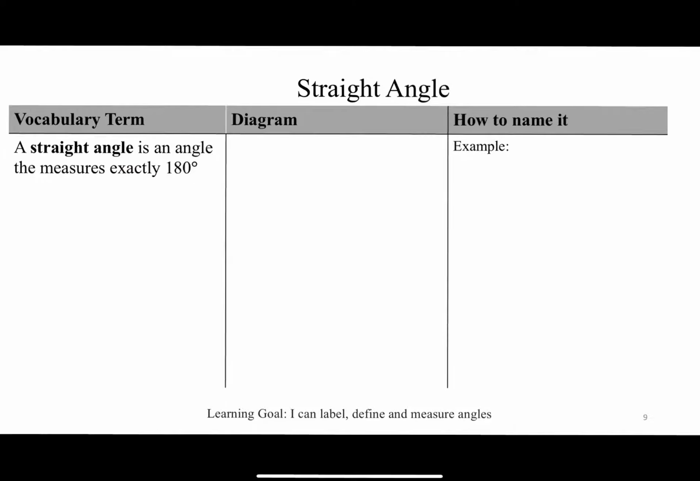And so our last type of angle we're going to explore is a straight angle. And as the name suggests, it's just a straight line. And this type of angle measures exactly 180 degrees. And here, if V is our vertex, then we can go ahead and call this straight angle, angle V.